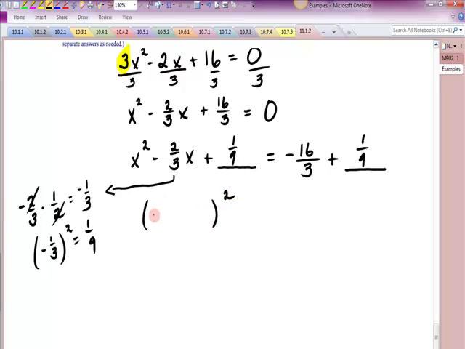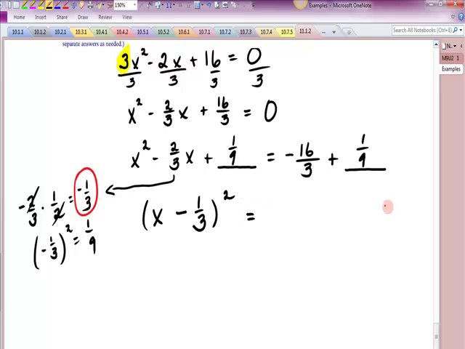The factors are x minus 1/3 quantity squared. Please remember, it's so easy to get that number if you have it sitting over there. Otherwise, it's the square root of x squared is x, the square root of 1/9 is 1/3, sign from the middle, equals.